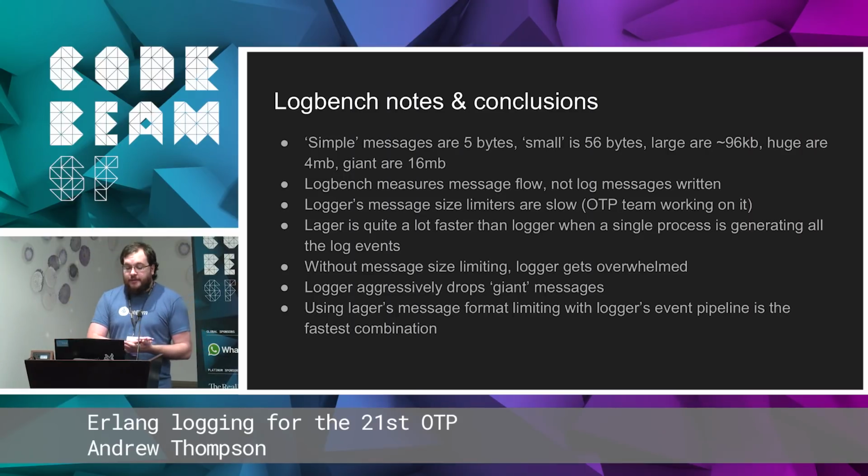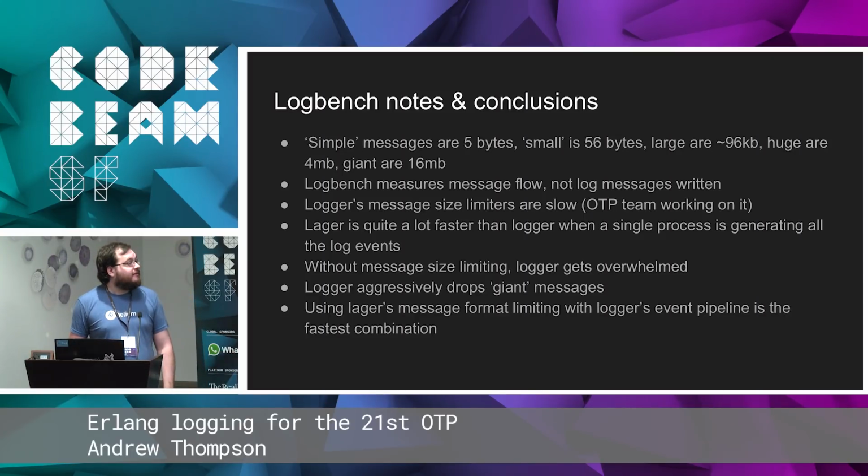So one thing that we learned here is that the built-in OTP logger message size limiter is really quite slow. I've talked to the OTP team about this. They're aware of it. They're working on it. 21.2.6 is faster, and then there's a branch that's even faster. It's still not as fast as the thing that I hybridized together. That's still the winner, but they're working on it. They've seen this benchmark. They're aware.